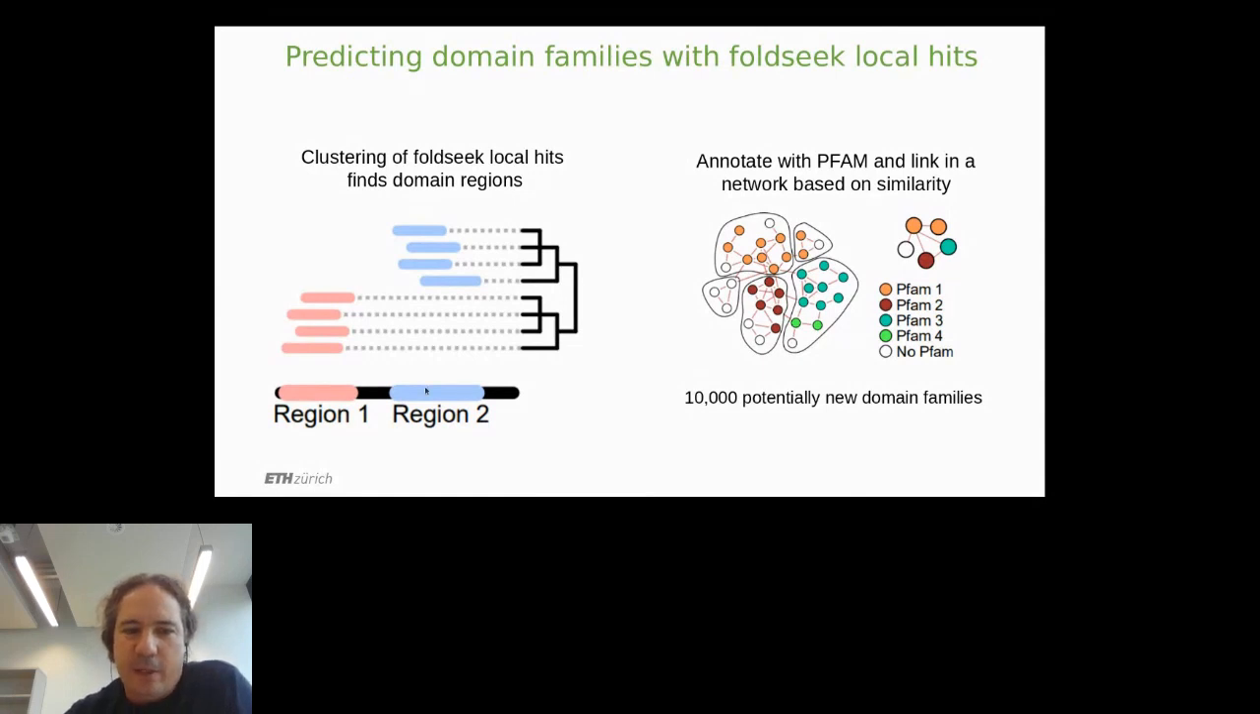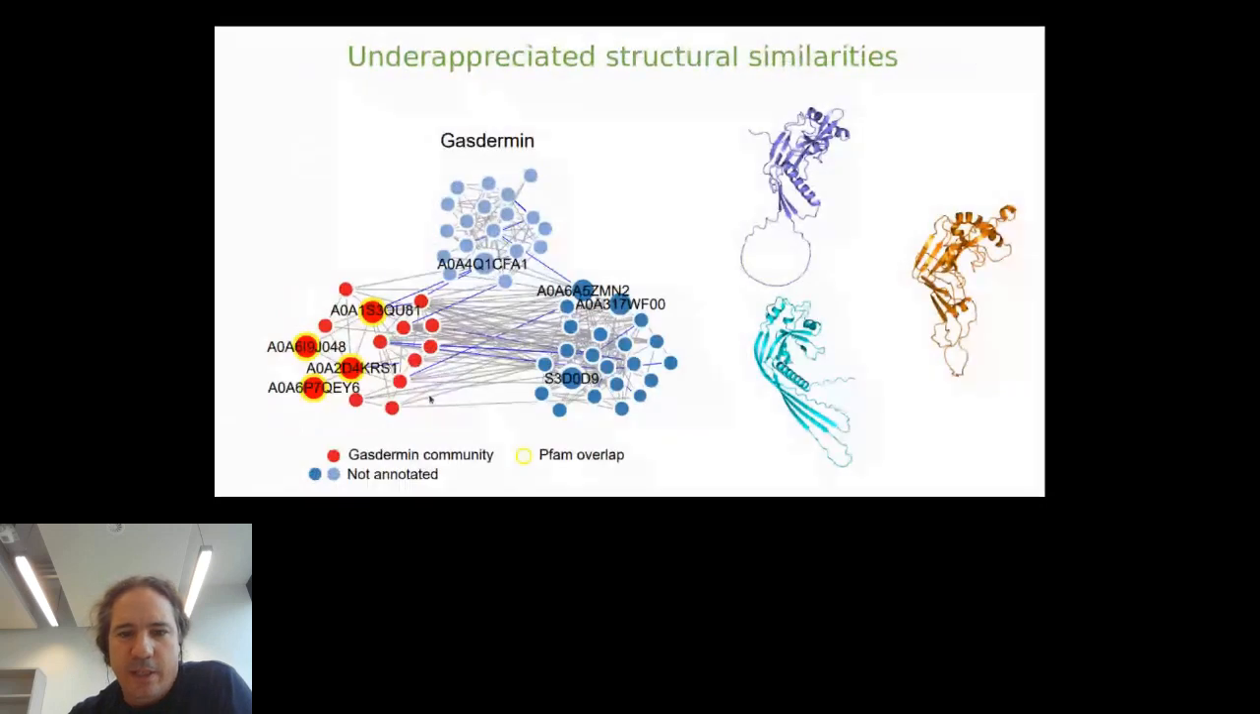But then this is limited by the number of starting proteins. And we only started with the proteins that were representatives from the 2 million clusters. And so there's potentially a lot more that could be discovered this way. So here's an example where we did this.